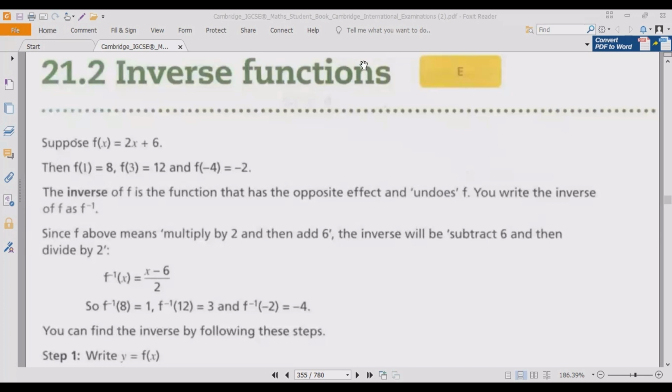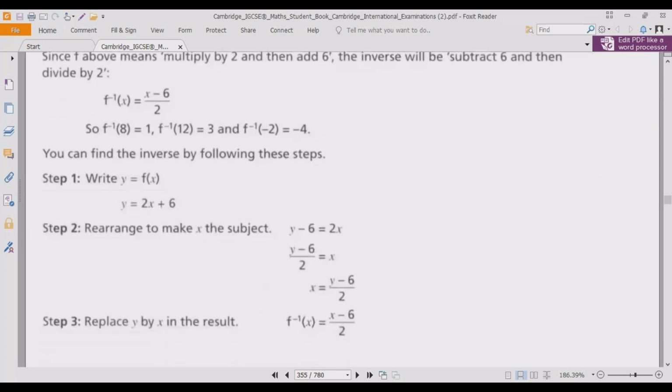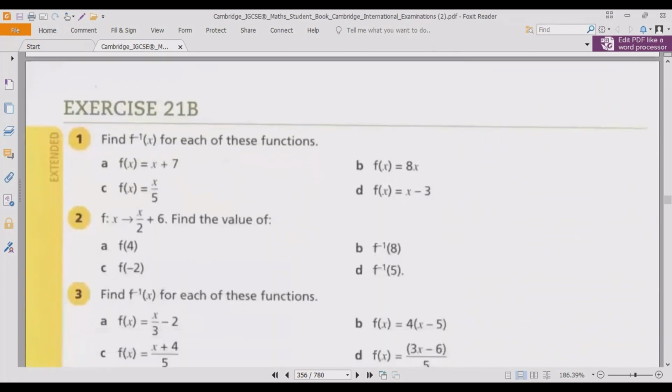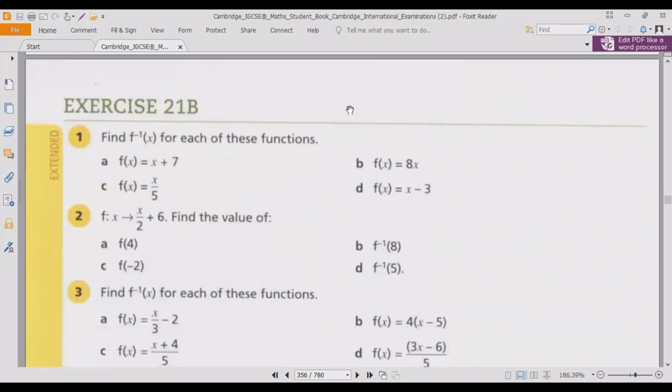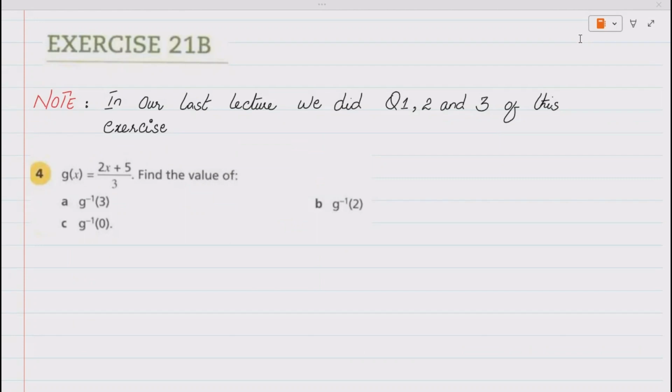As you know, in the previous lectures we are doing functions, and we studied inverse functions, and we are following the Collins book. So basically, we are doing exercise 21.2. Now, in our last lecture, we studied exercise 21b and we solved questions 1, 2, and 3 of this exercise. We are going to solve question 4 now.